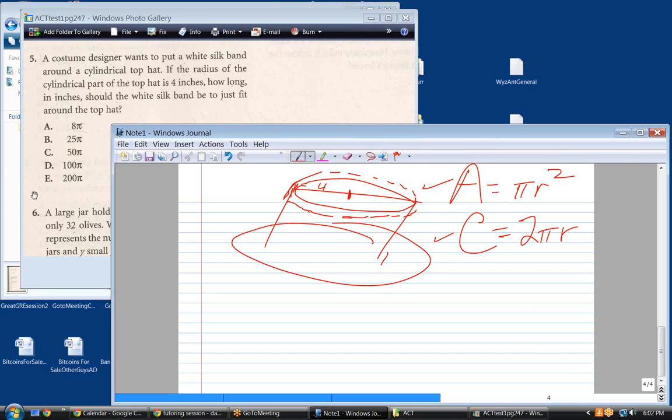So this question is asking about circumference, right? Not area. We don't care what the area is. That would be the area of the top of the hat. We just need how far it is around the circle. So we want circumference. So in this case, what's circumference going to be?